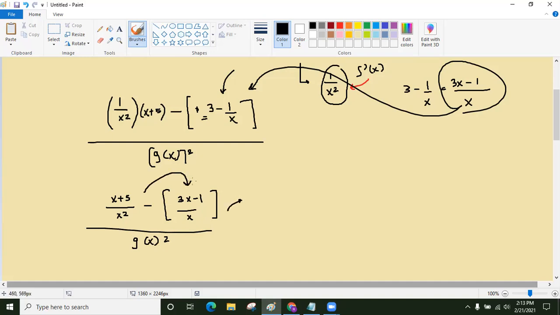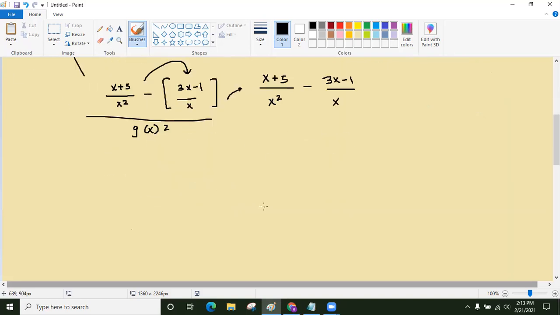Now, we'd obviously want to distribute the negative here, but we'd want to distribute it in such a way, and there are really two ways we could go about it. Either we could say that we want to change the 3x minus 1 to 3x plus 1, which would not be correct. We just want to change the fraction to negative. So we'd have x plus 5 over x squared, as we did before, minus 3x minus 1 over x. So distributing the negative sign just makes the entire fraction negative, multiplied by 1 over g of x squared.